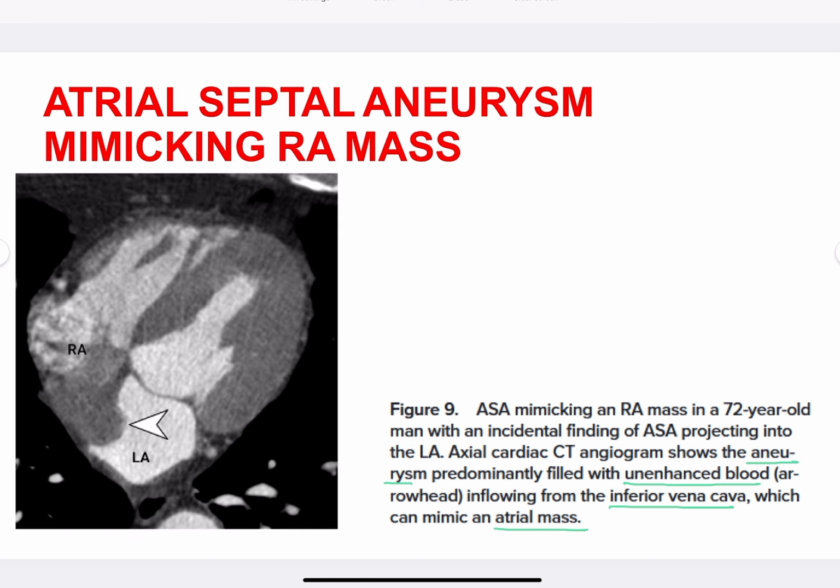Now sometimes this atrial septal aneurysm can mimic a right atrium mass. Like in this example, this is an axial cardiac CT angiogram. Here we can see the aneurysm is filled with unenhanced blood from the IVC, and thus it was mimicking an atrial mass.